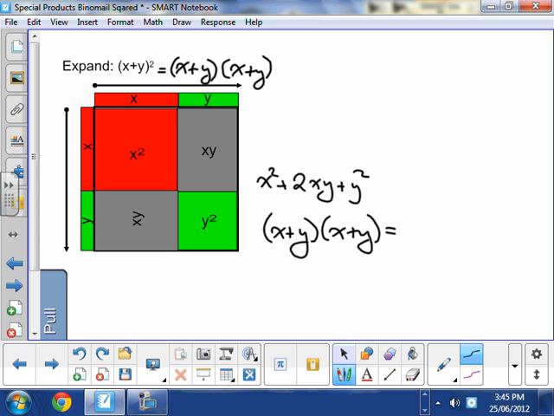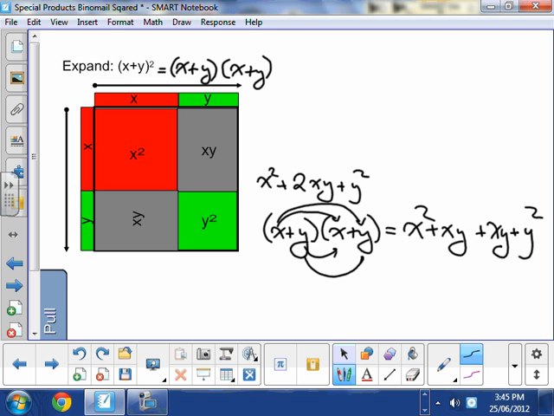x plus y times x plus y. How much is that? x times x is x squared, exactly the red square over there. x times y is xy, the gray one. y times x, in alphabetical order, is xy again. y times y is y squared, the green square over there. And so, simplify. Simplify like terms, the two gray squares there. So the answer is exactly as I expect.